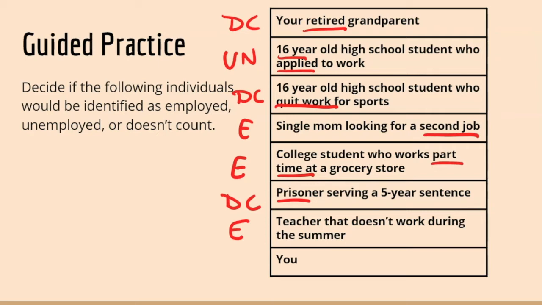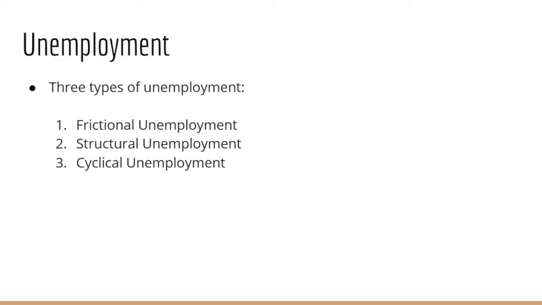All right. So I hope you got all those right. If you didn't, just review the first part of this video to make sure that you really understand who is considered to be employed, unemployed, and who does not count towards the labor force. All right, so moving on. When we talk about unemployment, there are really 3 different types of unemployment. We have frictional, structural, and cyclical unemployment. And for the next chunk of our video, we're going to go over each one of these different types of unemployment.